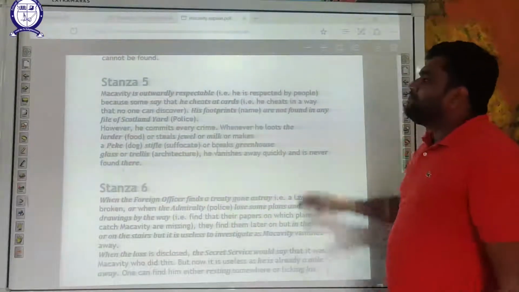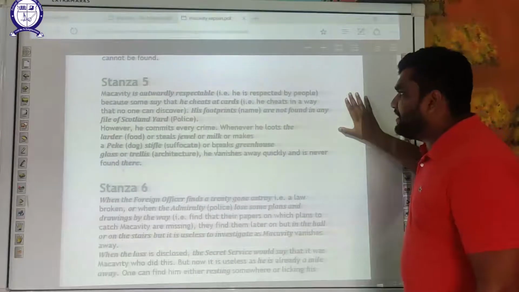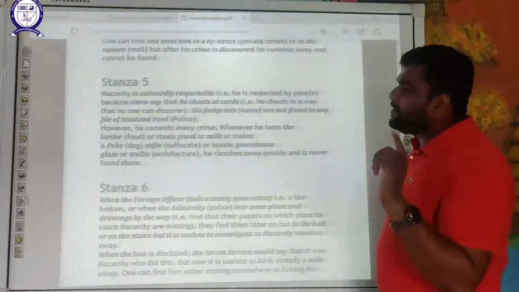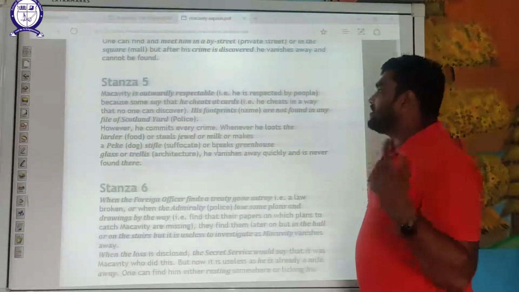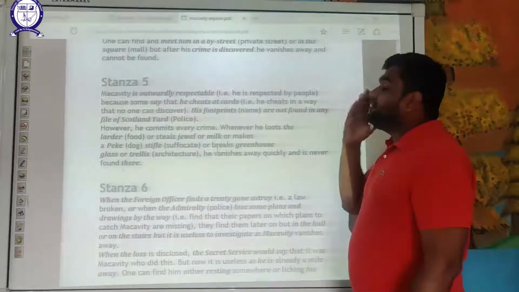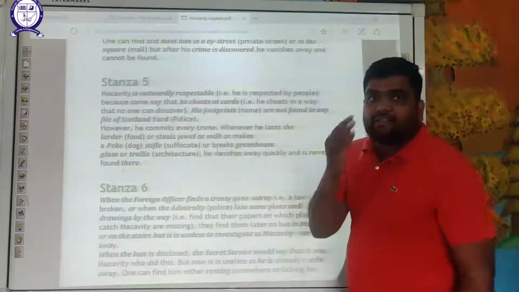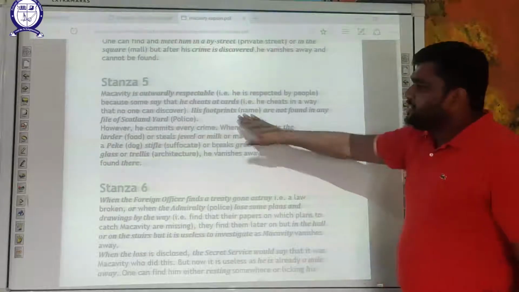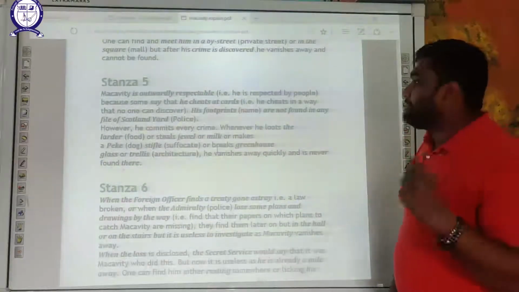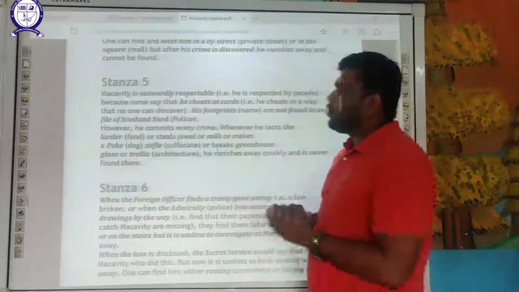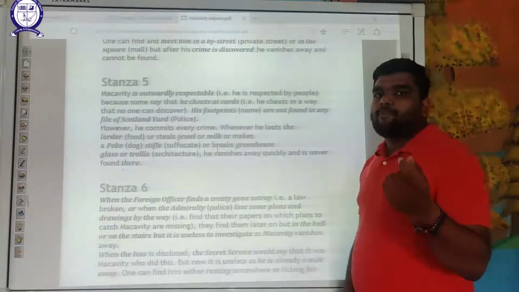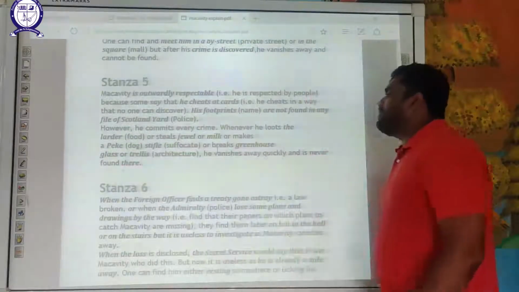Stanza number 5. Macavity is outwardly respectable. That is, he is respected by people because some say that he cheats at cards. That is, he cheats in a way that no one can discover. His footprints, or you can call it the name, are not found in any file of Scotland Yard. Scotland Yard is used for police. Okay. However, he commits every crime.